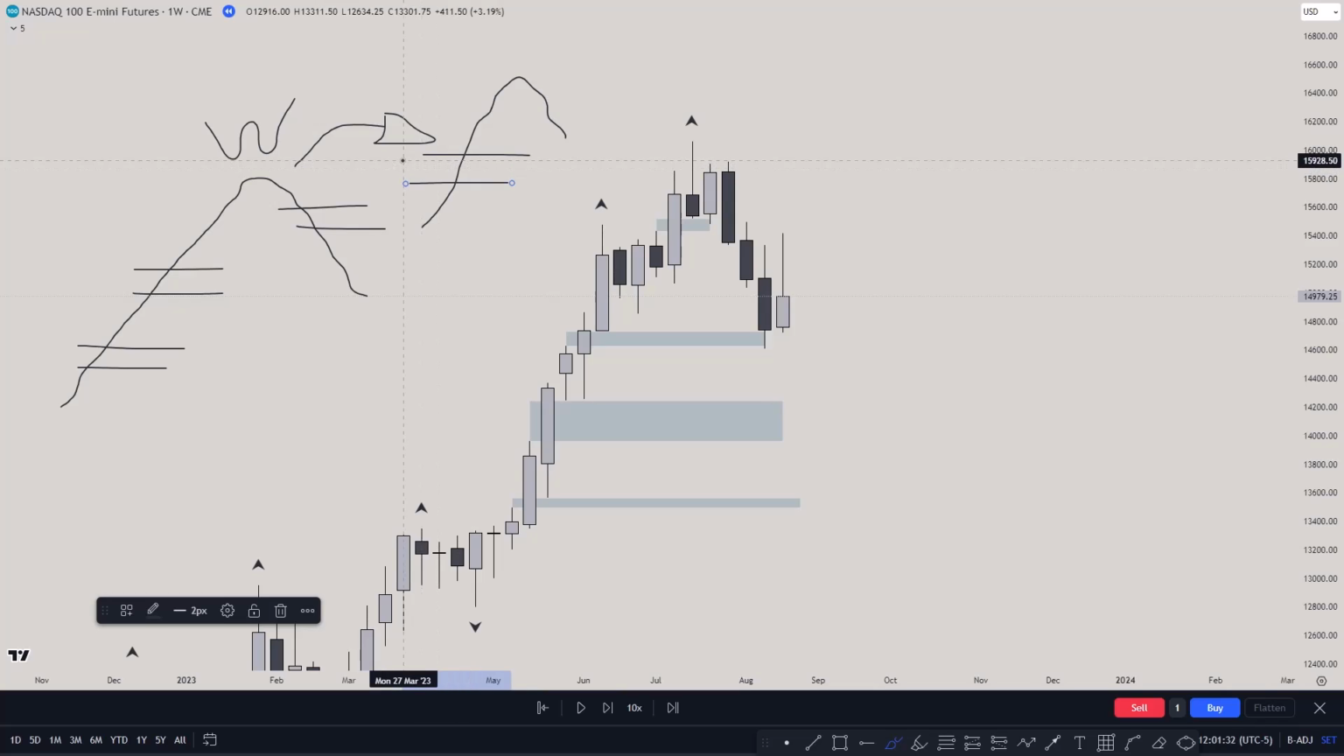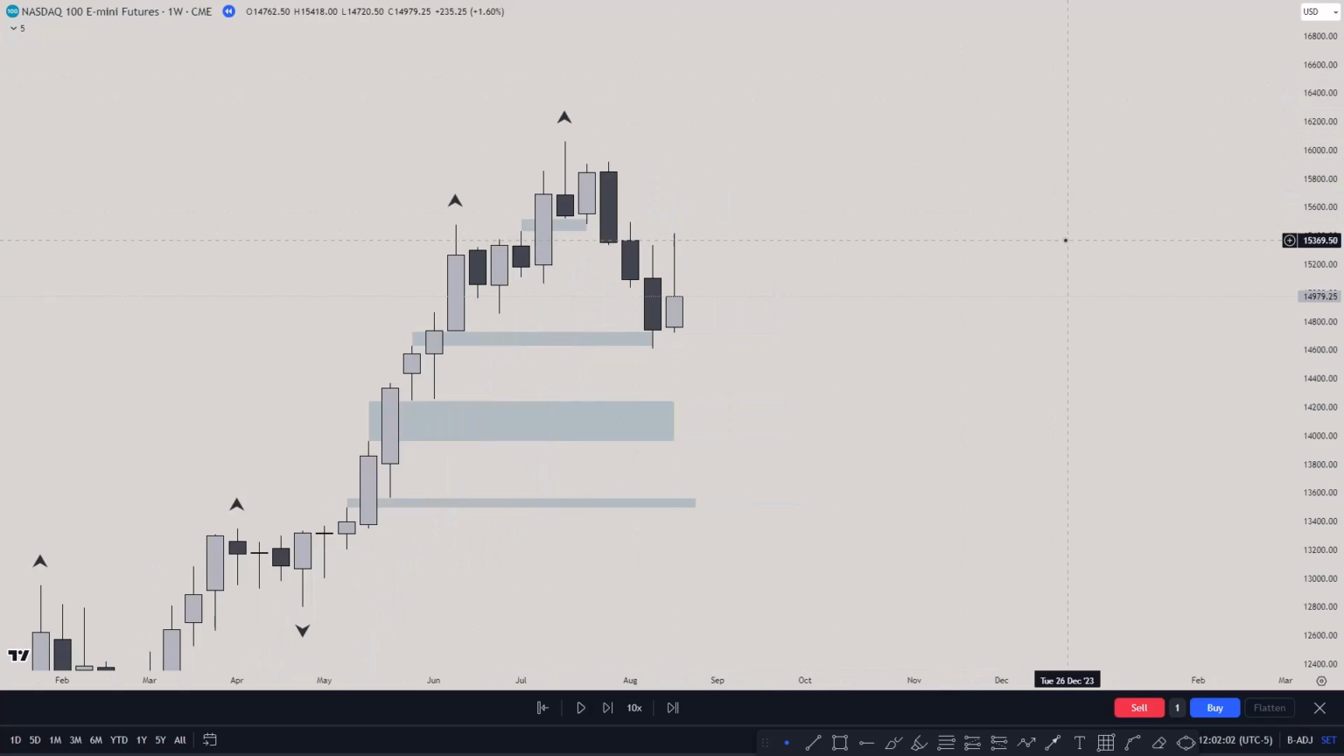So my bias would be to the upside, which means that I would know that mostly this fair value gap on the monthly is the real draw on liquidity. And this is where the real reversal is going to happen. It's always on the higher time frame. Monthly is stronger than the weekly, and weekly is stronger than the daily. You can apply this. You can say, I have the daily here and the weekly is going to be the real draw on liquidity.